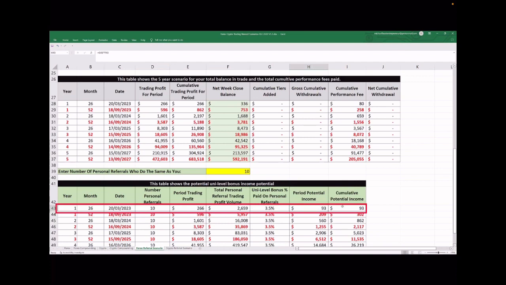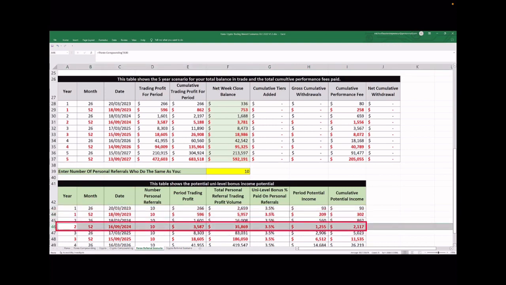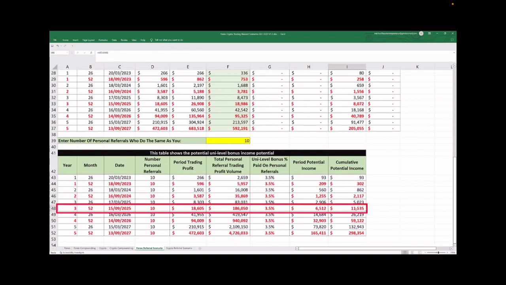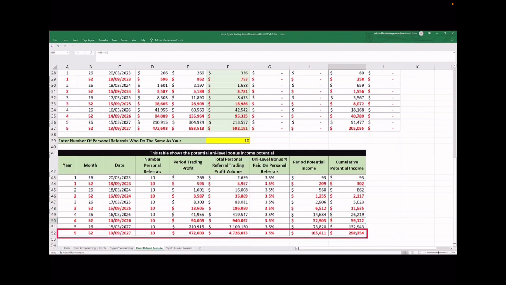Not life-changing, but it's money that happened as a result of them enjoying the same benefits as you as a passive participant. At the end of year 1, you can see you've made another 209. At the end of year 2, you've made 1,255, so you've made a total of $2,000. End of year 3, you've made 11K. End of year 4, you've made nearly 60K, and end of year 5, close to 300K in referral commissions. These 10 people have not gone and built a team. They've simply just put their funds to work just like you.